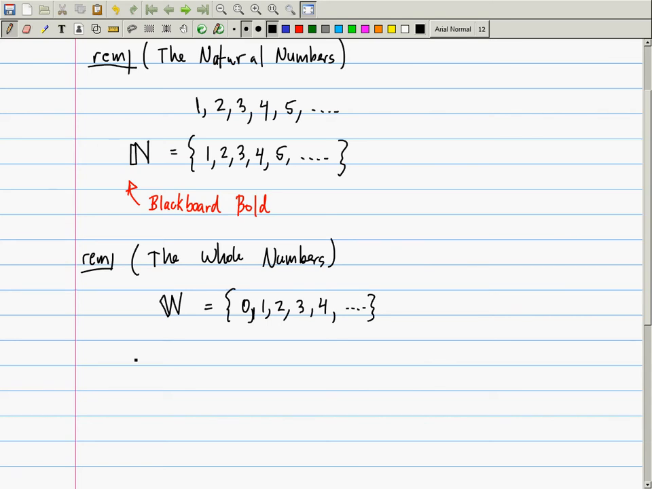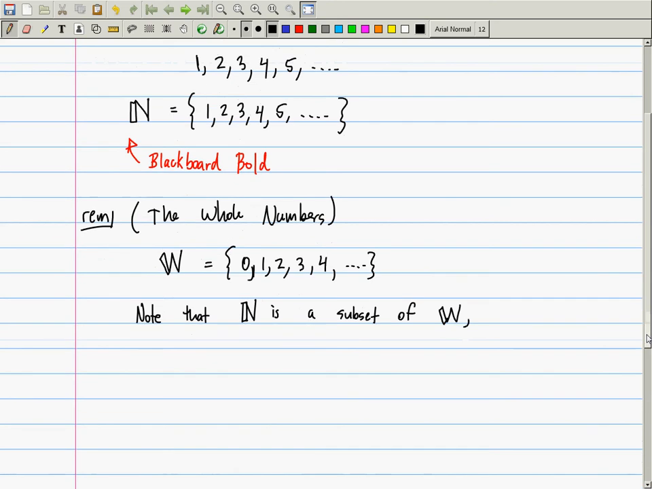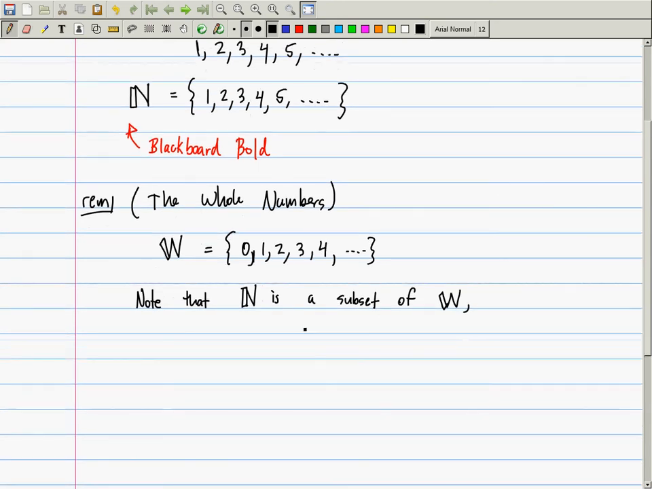So, note that N is a subset of W. Okay, so then that's the way you say it in English. But the way you write it in math is like this, that N, okay, like this, W. Okay, so this is pronounced subset.